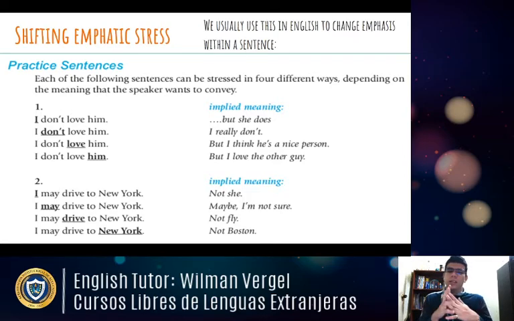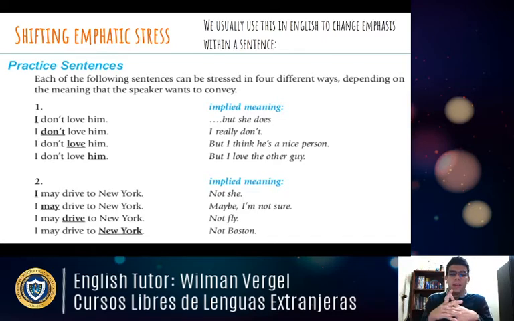In the second example, it says, I may drive to New York, not she. Once again, I'm being emphatic with the subject, which in this case is I. The second one, I may drive to New York. Maybe, I'm not sure. I may drive, but I'm not sure. So in that case, you emphasize the verb may because the meaning you want to convey is that you're not sure. It's not something that is really sure. Okay, maybe that's gonna happen, but that's just a maybe.